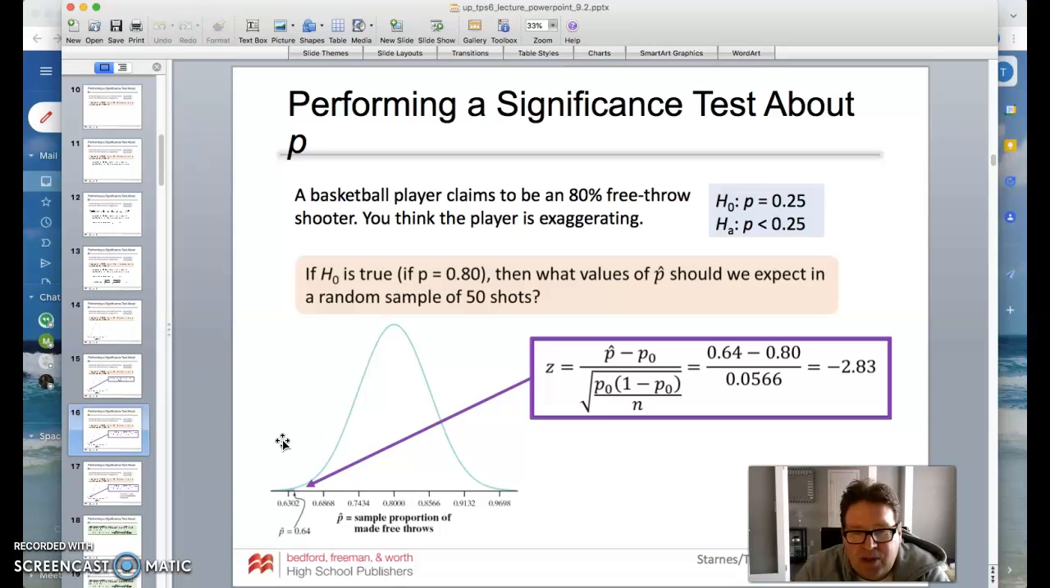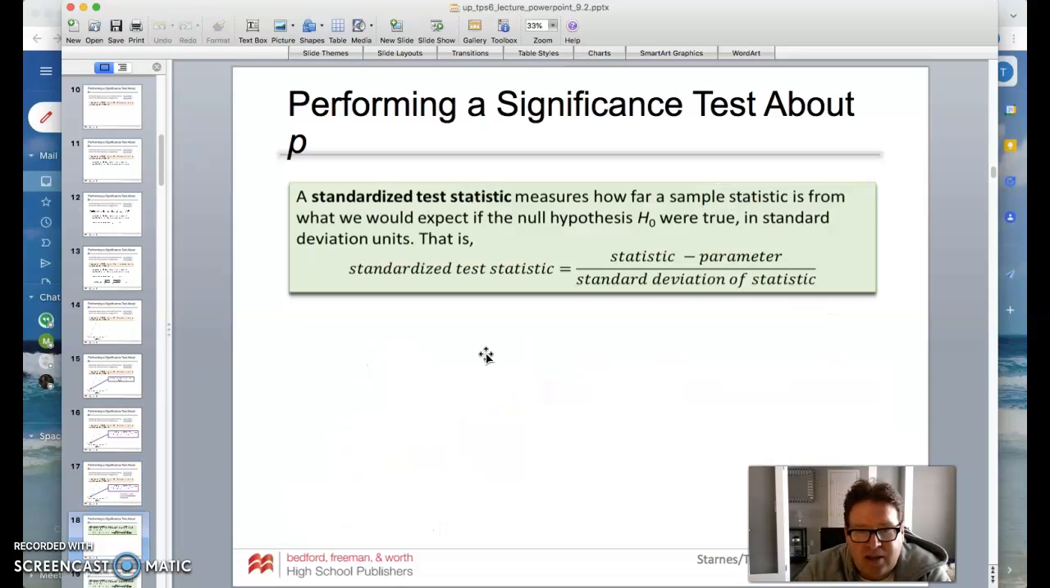And so we're going to compute the z-score: 0.64 minus our 0.80, divided by the standard deviation of that sample, remember. We get negative 2.83. Now, since we said it was approximately normal by doing our three conditions, we can now say that z-score is in play with negative 2.83. It's called the standardized test statistic.